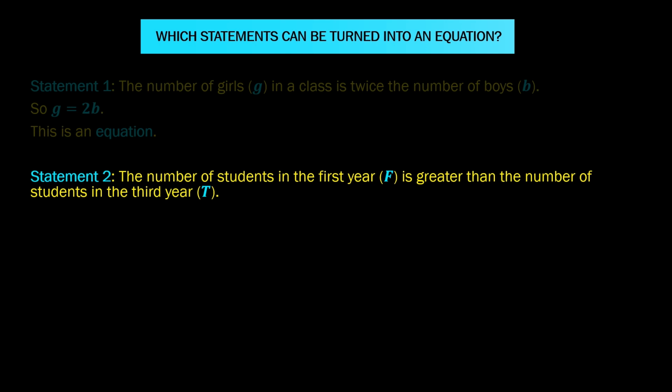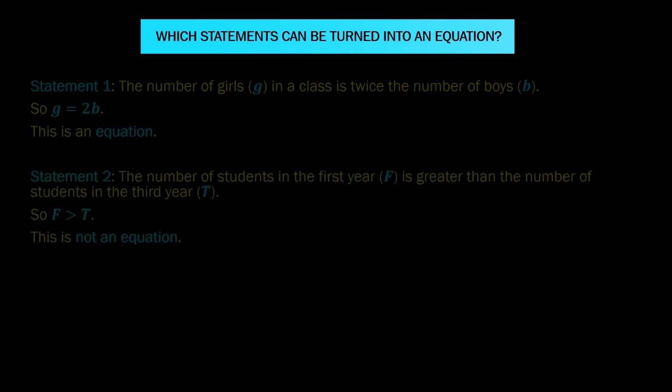Now for the next statement. The number of students in the first year F is greater than the number of students in the third year T. So we have that F is greater than T. There is no equals sign here, and therefore this is not an equation.